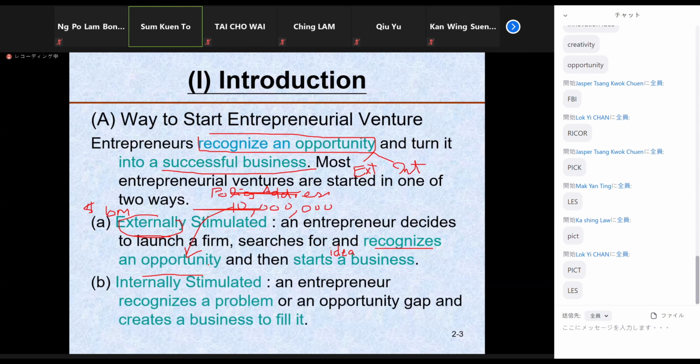Okay, so sorry, externally stimulated. And then what about internally stimulated? Okay, so you yourself recognize a problem, and then once again, with this problem, let me create some idea to solve the problem. Just give you a crazy example.